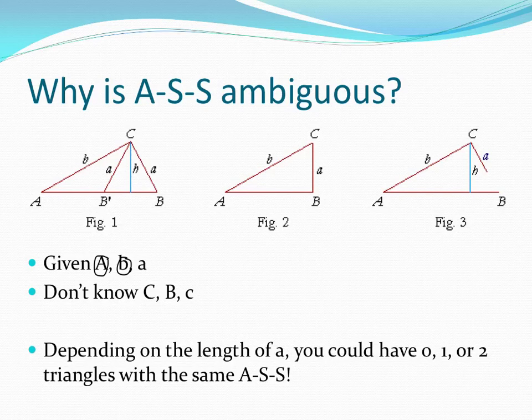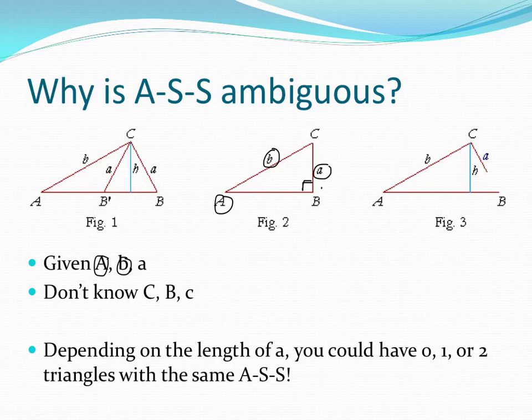Let's look at figure 2 first. It's probably the easiest to understand. Imagine that side A is just long enough to connect and create this vertex at B, which would be perpendicular. It would be a right angle. Now clearly in this case there can be only one triangle with that angle A, side B, side A measurement.